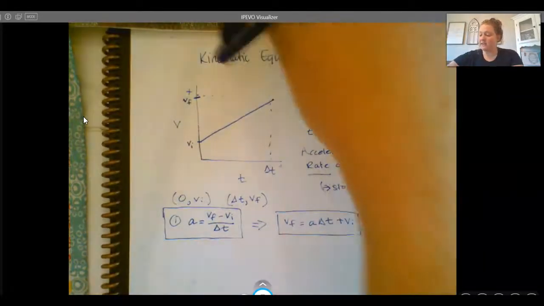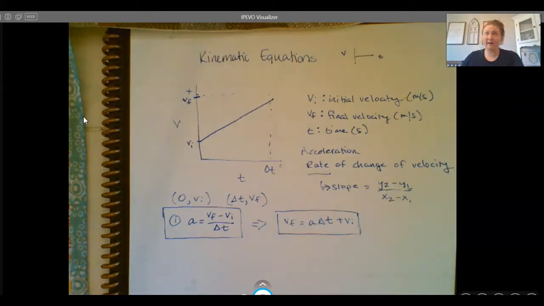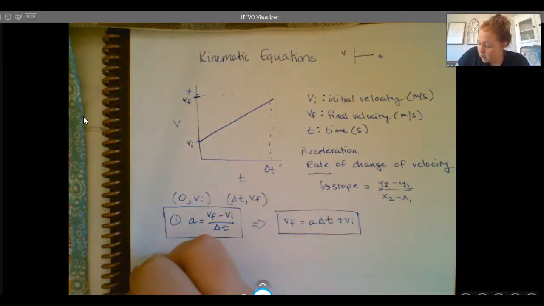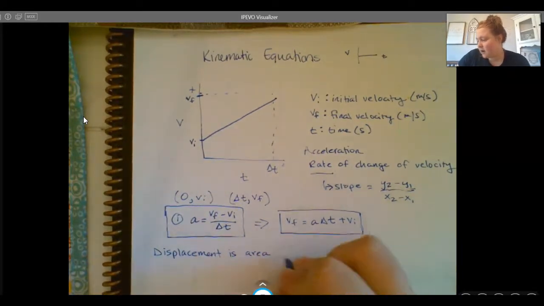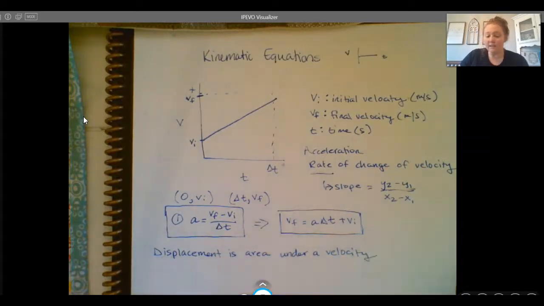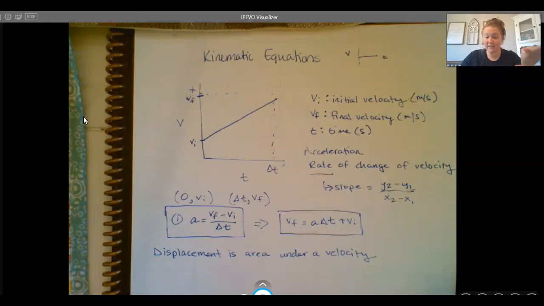The second equation gives us a way to find displacement. So I'm going to note again that displacement is the area under a velocity and time graph. Now remember, we have to use certain boundaries. The time axis is a boundary, the two times are a boundary, and the graph itself is a boundary. So the displacement is the area under a velocity time graph.